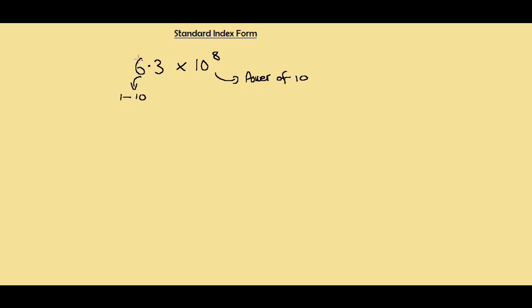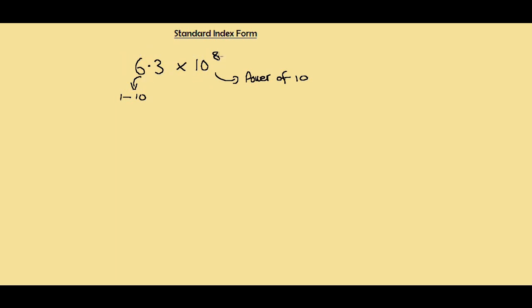Firstly, this first part here, this number, this 6.3, it needs to be a number between 1 and 10 for it to be technically in standard index form. And secondly, this bit here needs to be a power of 10, so this says times 10 to the power of 8, so that could be times 10 to the power of something else, but it still needs to be a power of 10.